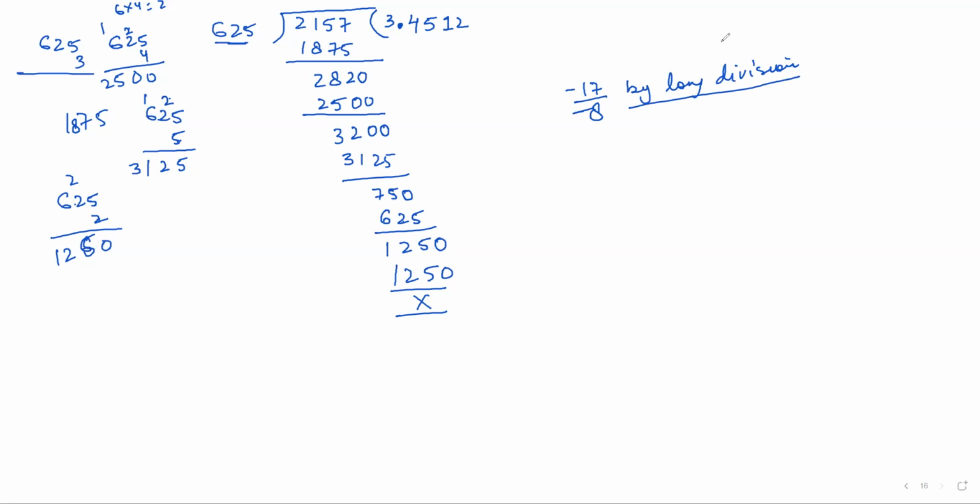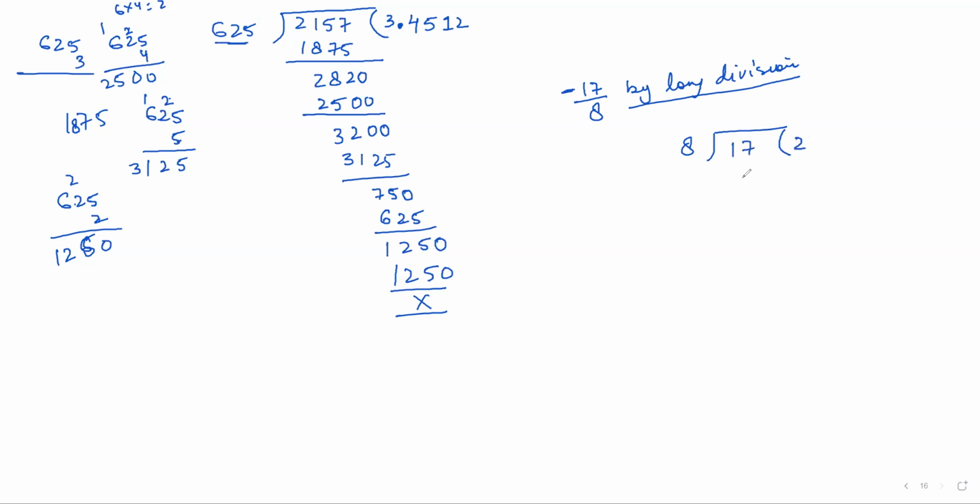So this is 8, not minus 8. Sorry. Okay. So just forget the minus sign. We can put the minus sign with the answer. Ultimately, we have to divide 17 by 8. Clear? So let's do the division. So 17 divided by 8.